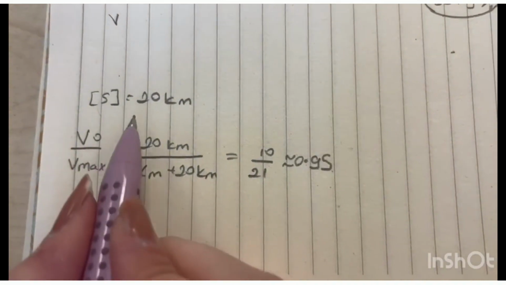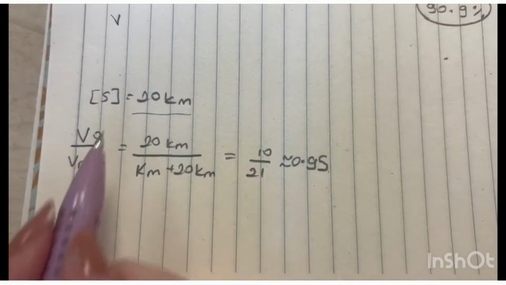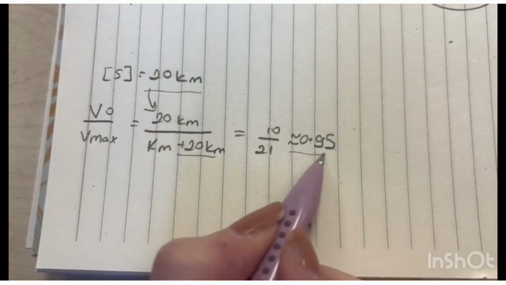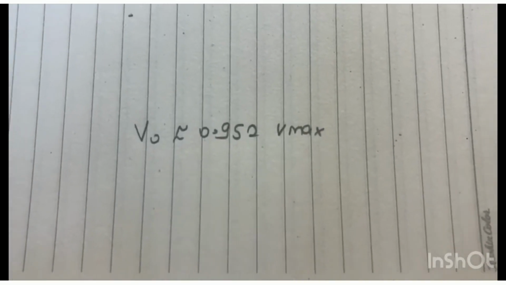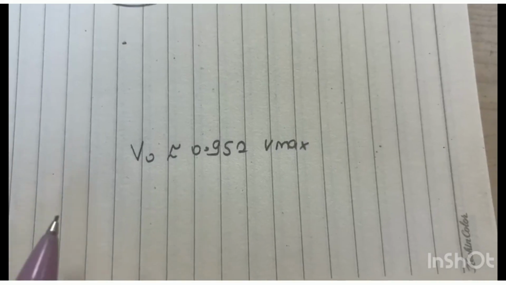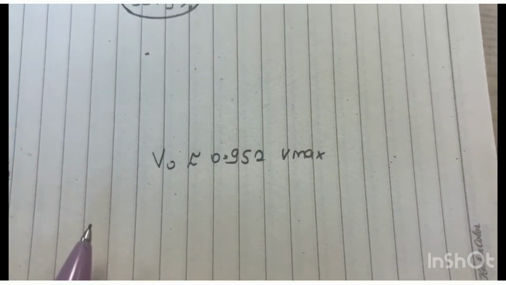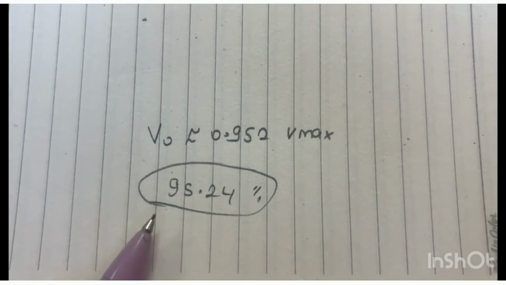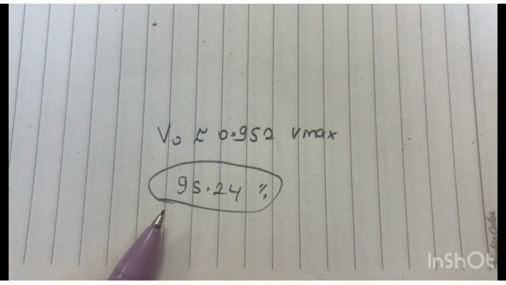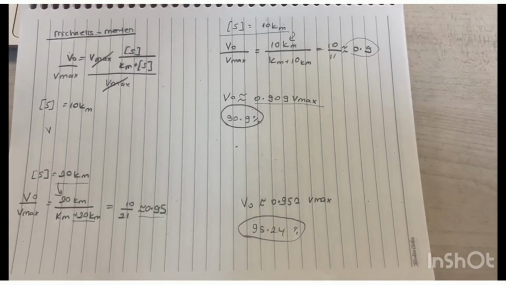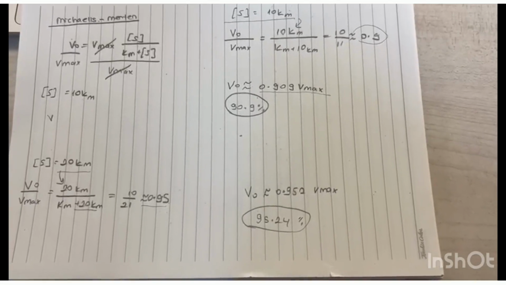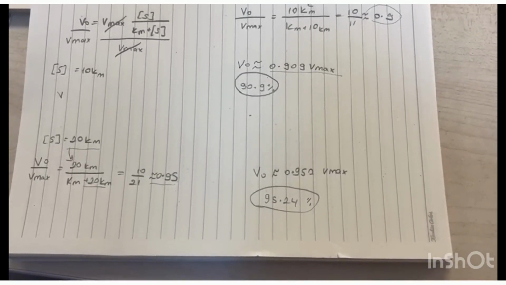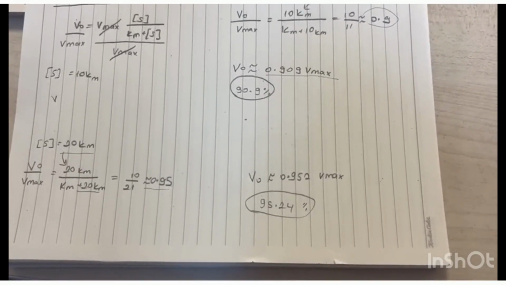Now we plug in the substrate concentration as 20 Km according to the question. After plugging in, the fraction equals 0.95, and that means that V0 is approximately equal to 0.952 Vmax. And we can infer that the percentage is 95.24%. The interpretation we can make out of this is that increasing substrate concentration beyond Km gets you closer to Vmax, but with diminishing returns, each doubling of substrate concentration adds less to the fraction.